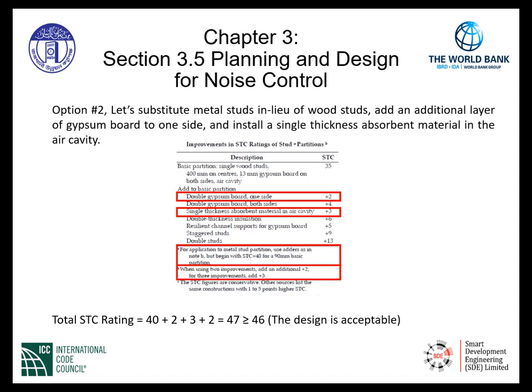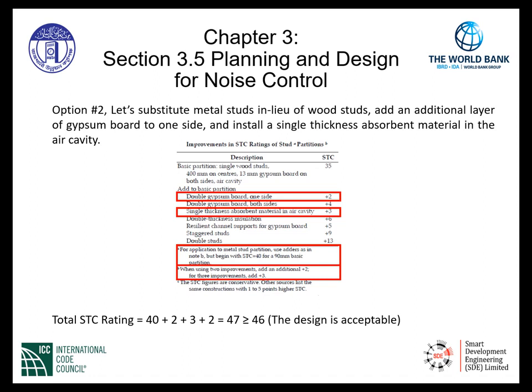We're going to start with 40 in our equation and then take the summation of various values to add to the total STC of our assembly. So from 40, we add 2 for the double gypsum board on one side. We add 3 for the single thickness absorbent material in the air cavity. And then we add a 2 according to note B of the table. Note B again indicates when using 2 improvements, add an additional plus 2. Therefore, our design is 47, which is greater than our resulting value previously of 46, and therefore the design is acceptable using metal studs with double gypsum board on one side and single thickness absorbent material in the air cavity.